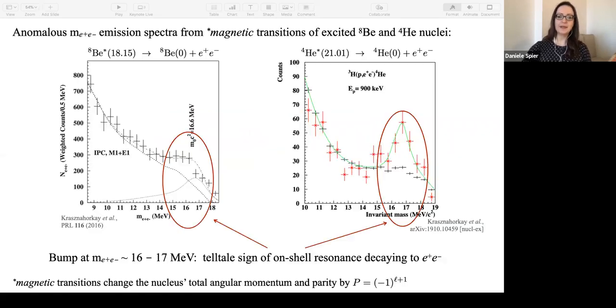So the motivation in particular for the most recent paper is some recently reported anomalies in the emission spectrum of e+e- pairs from transitions of excited states of the beryllium-8 nucleus and the helium-4 nucleus.